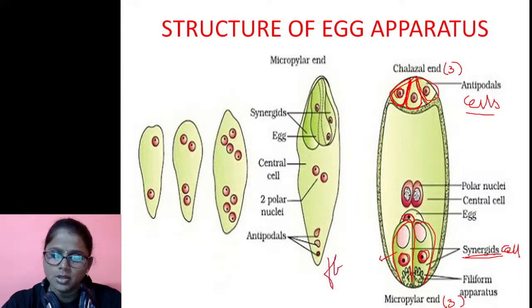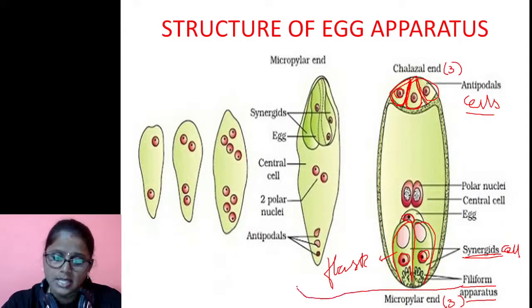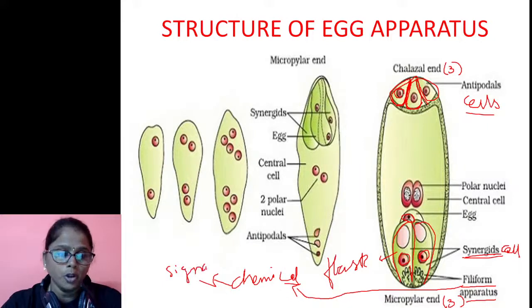Okay, so they are in a structure of a flask and they are going to take the micropylar end and they are producing a filiform apparatus. Very very very important, because this filiform apparatus is going to produce chemical substances which are going to give a signal to the pollen tube. Pollen tubes are blind, right?